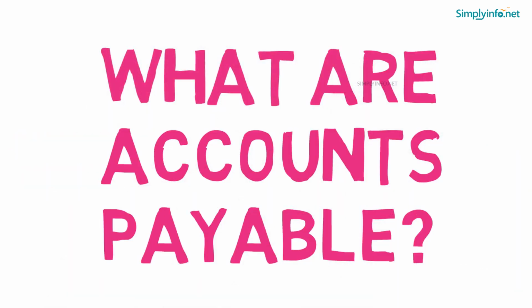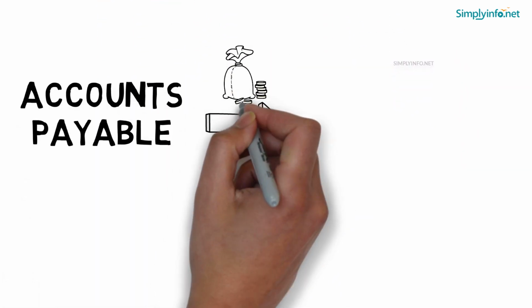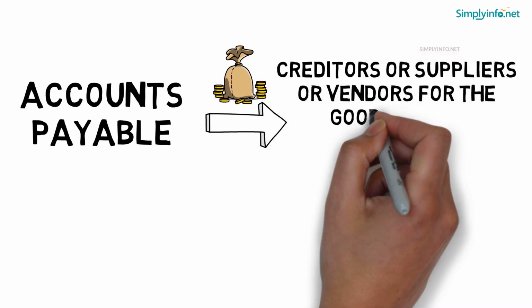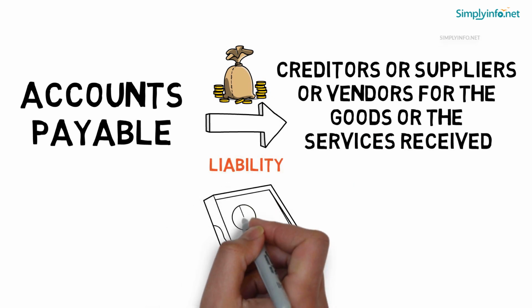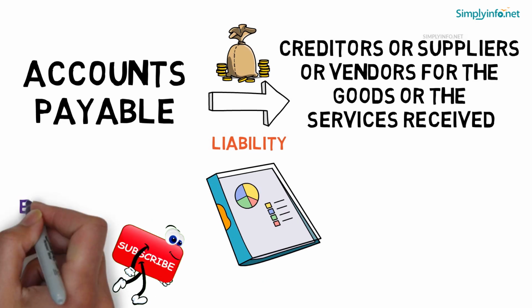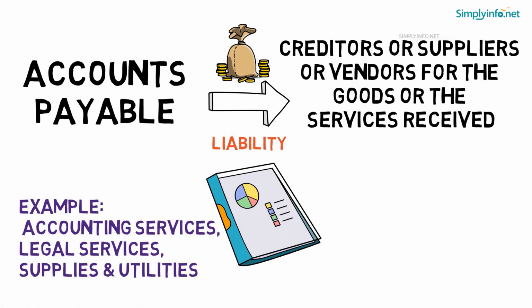What are accounts payable? Accounts payable is the amount that should be paid or is due to the creditors or suppliers or vendors for the goods or the services received and are not yet paid off. They are shown as liability on the company's balance sheet. Accounts payable are short-term liabilities relating to the purchase of the goods and services incurred by the business, for example, accounting services, legal services, supplies, and utilities.